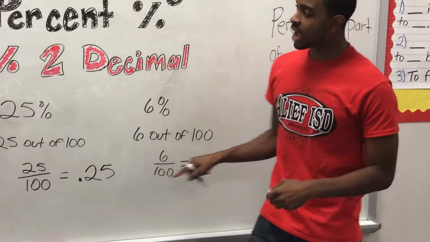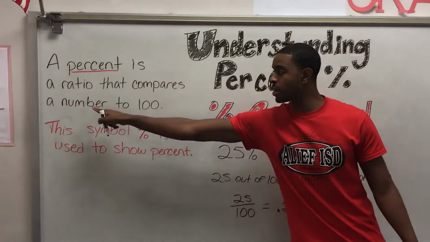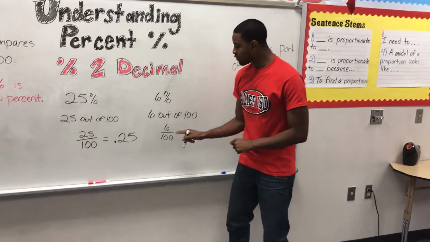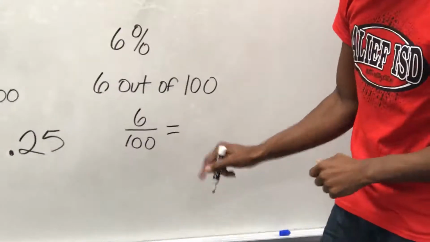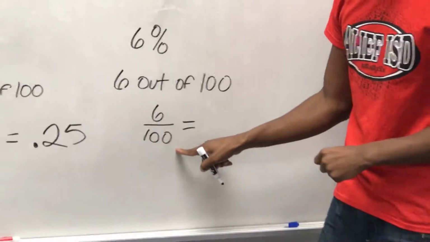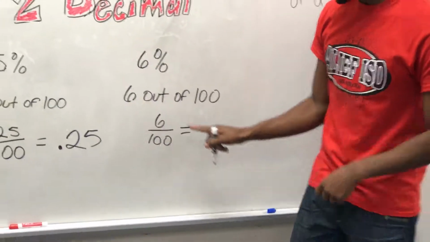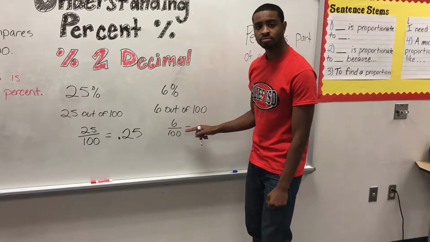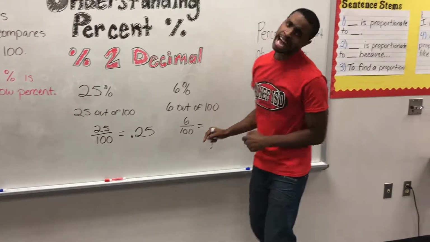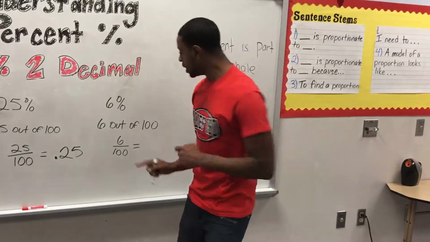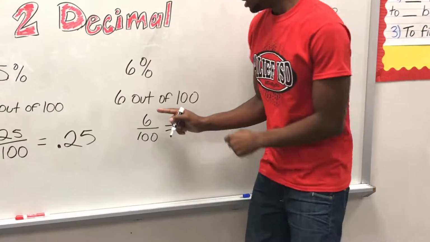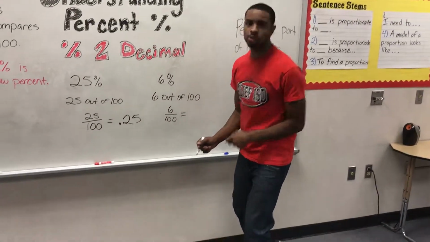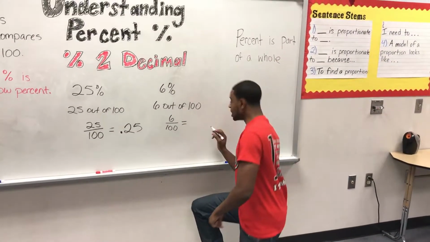We just learned that a percent is a ratio that compares a number to 100, and one way to write that ratio is in fraction form. So we're comparing 6 to 100. How do you say this as a fraction? Six hundredths. That's absolutely correct! The way we say it as a fraction is exactly the same way we write it as a decimal.